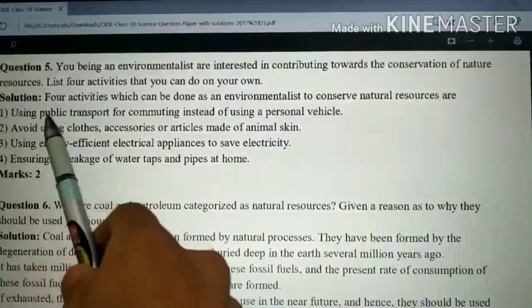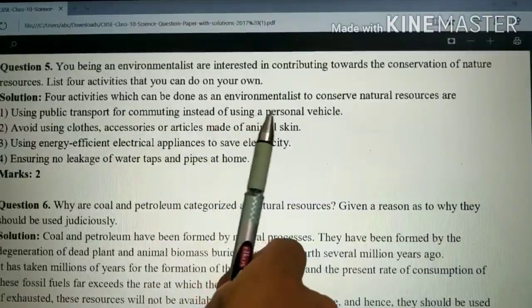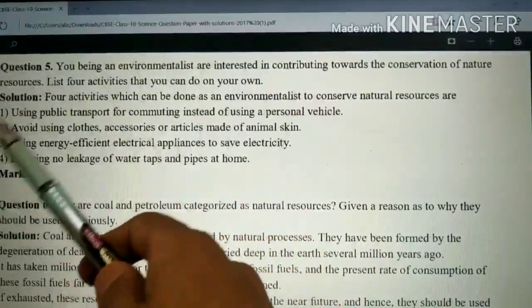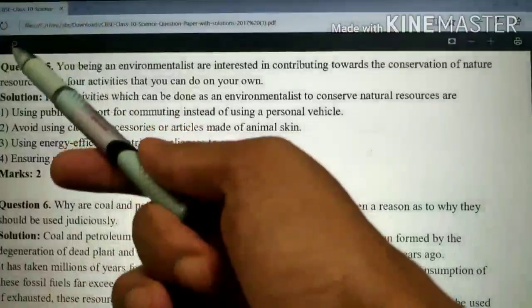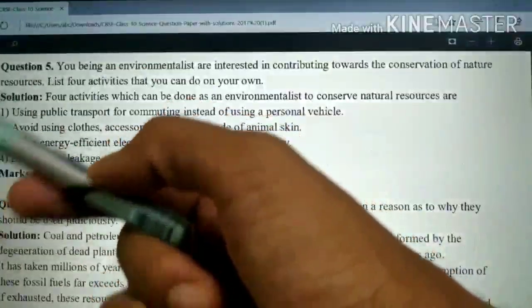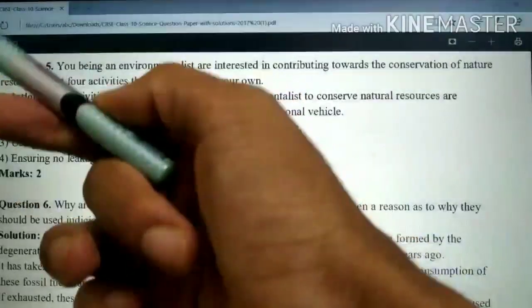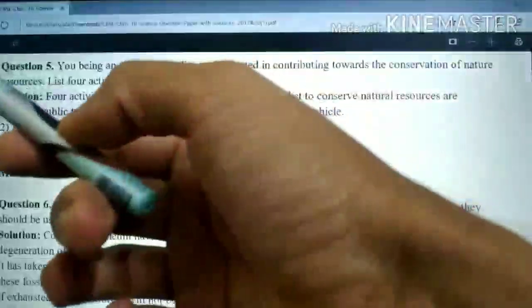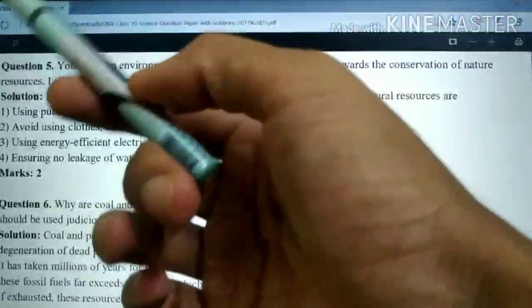So the first one is using public transport for commuting instead of using personal vehicles. If you have to go anywhere, use public transport. Do not take your own car. If you are a single person, using a car is not suitable. For one person, you do not need to use the car. If more people are there, use the car. For a single person, using a car is not suitable for the environment.